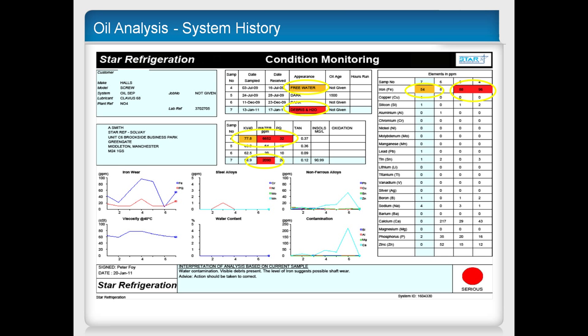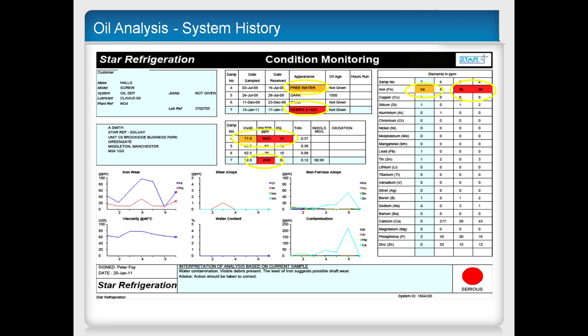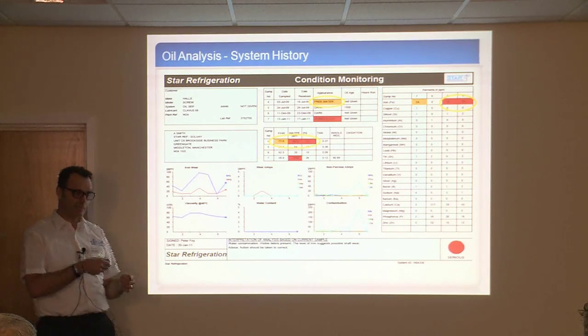So what do we see here? We see that here there's an alert because it's quite high iron content. And on the same sample, number 4, we've got free water. We see the viscosity change. This is running on a mineral-based oil, which is traditionally what we used to do, but we've moved away from minerals. Minerals are quite susceptible to contamination, and we see the viscosity now changing, so we've got an alert on that. Still got a high water content, and this thing here, if you can see, it says PQ.